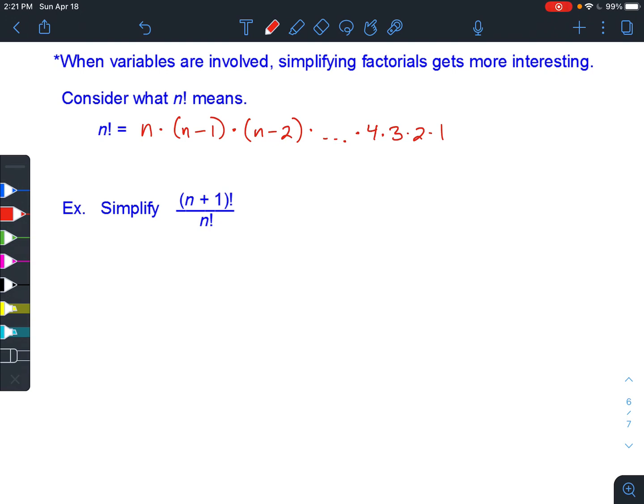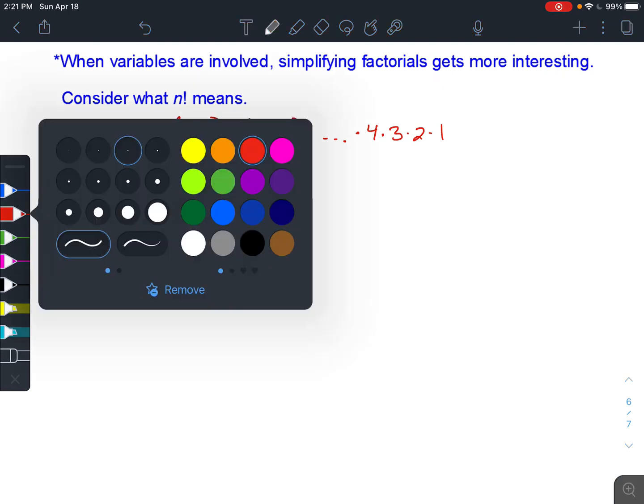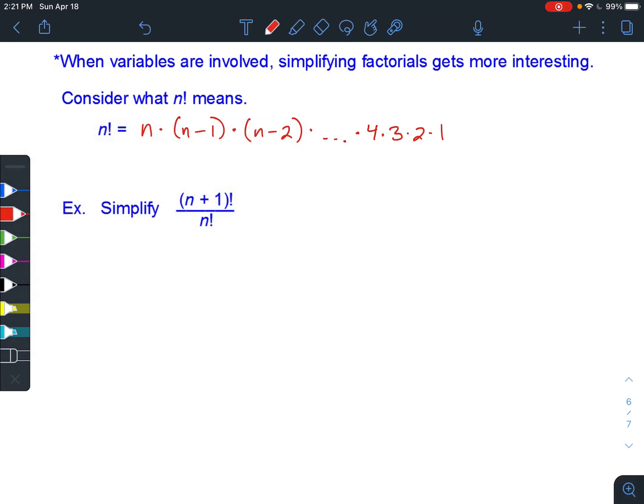Now, if I've got variables top and bottom like my example here, where I've got n plus 1 factorial over n factorial, kind of like what I did with the numbers, I want to identify who's bigger, n or n plus 1? Clearly the n plus 1 is bigger. So I want to expand the bigger guy until I run into the smaller guy, because then the smaller guy and what's left of the bigger guy can cancel, and you're left with what the bigger guy had extra. Maybe that made sense, maybe it didn't, but anyway, here we go.